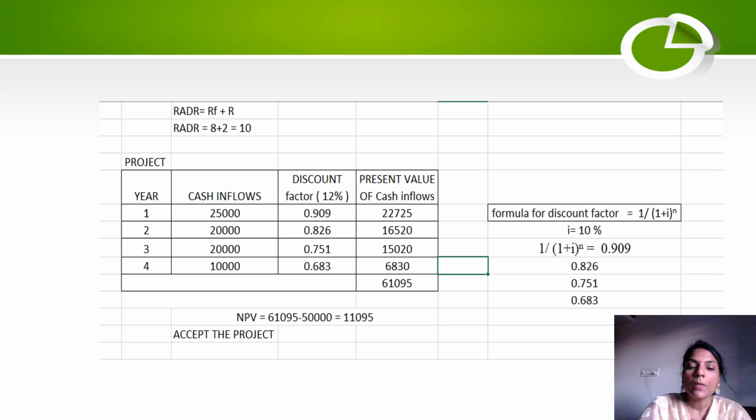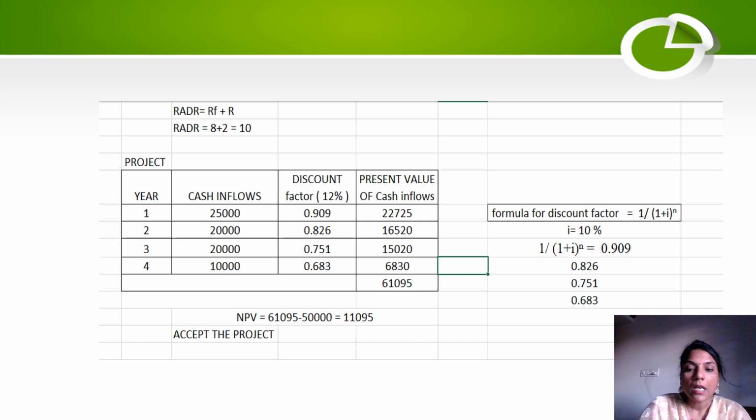Whenever the NPV is positive, we will be accepting the project. Whenever NPV is negative, it means that if you invest in that particular project, we should reject it, because the company will incur a loss by investing in that project or proposal. So in this case, as the NPV we got is 11,000 positive, we should accept the project.